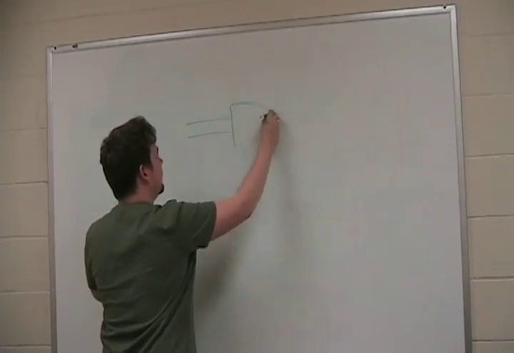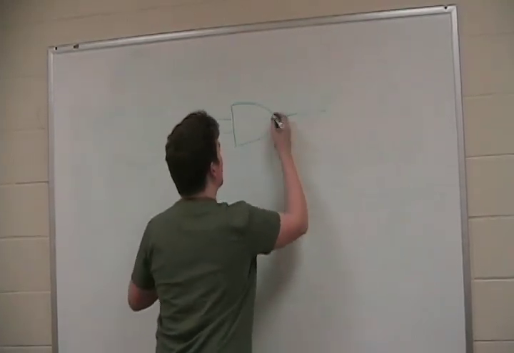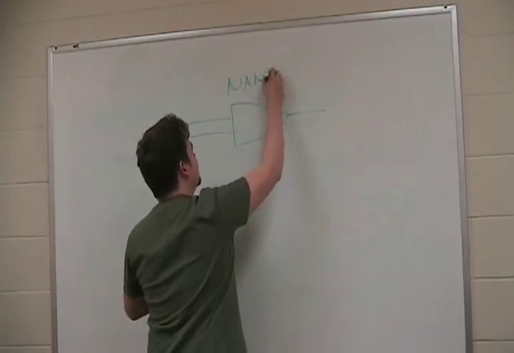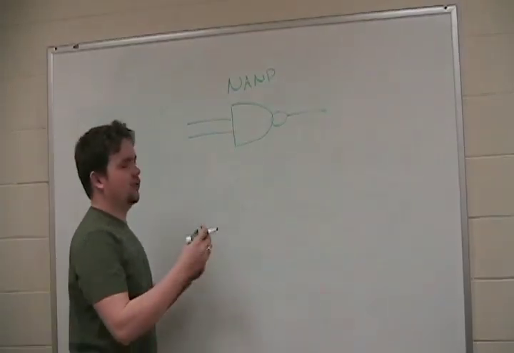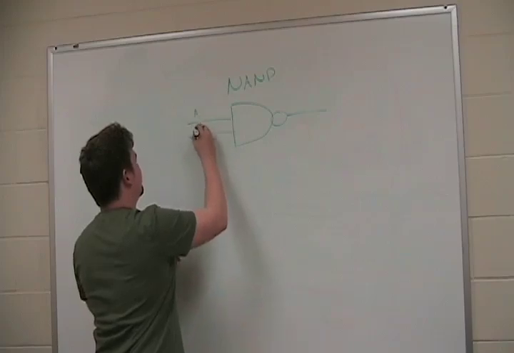It's an AND gate with an inversion on the end, or a complement. This is called a NAND gate. NAND. It's for not AND. It's written on a truth table.